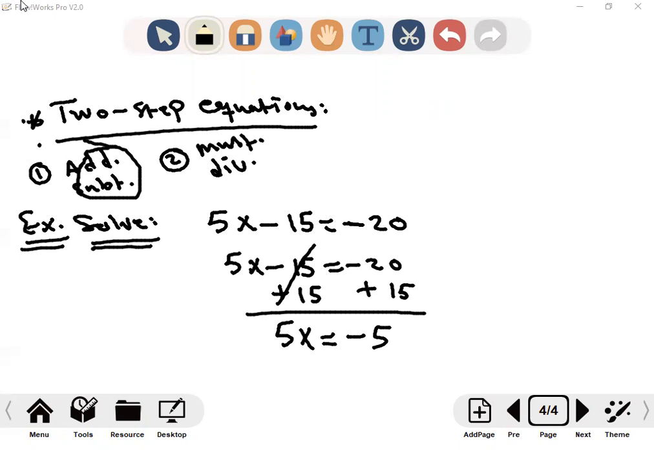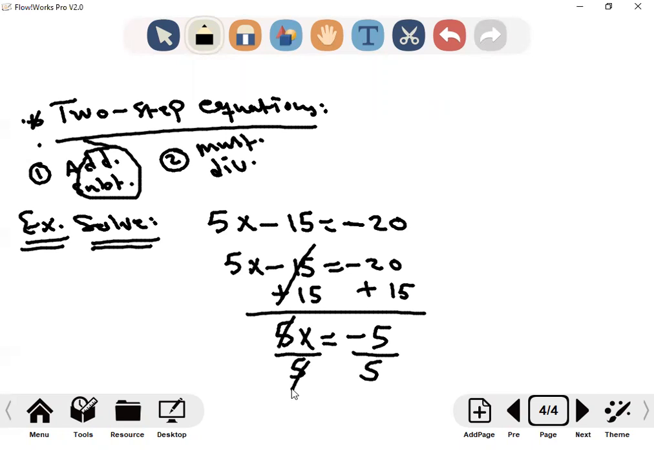Tell me here: 5x equals negative 5. The first step, we get rid of negative 15. Now we need to finish the second step. What will we do? We divide by 5 on both sides, and cross out the 5s. Now 5 with 5 are gone.